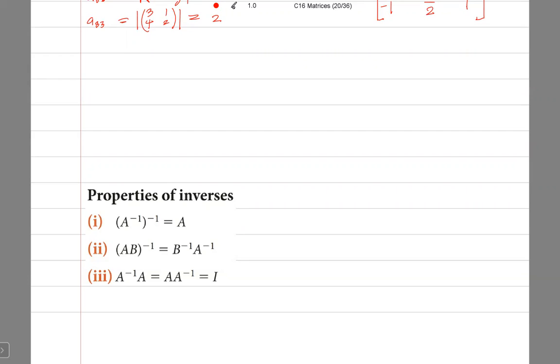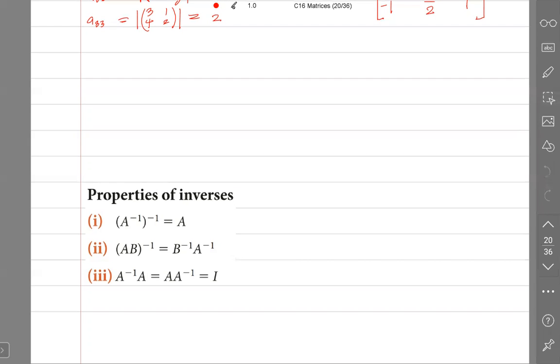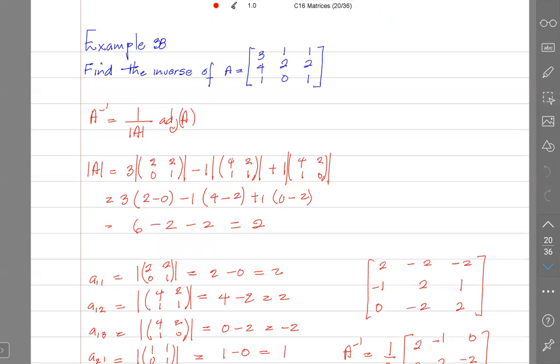Property number three is very useful to what we're going to do next. If we multiply a matrix by its inverse, we're going to get the I matrix. So A inverse times A is equal to A times A inverse is equal to the I matrix. And that brings us to our next section.